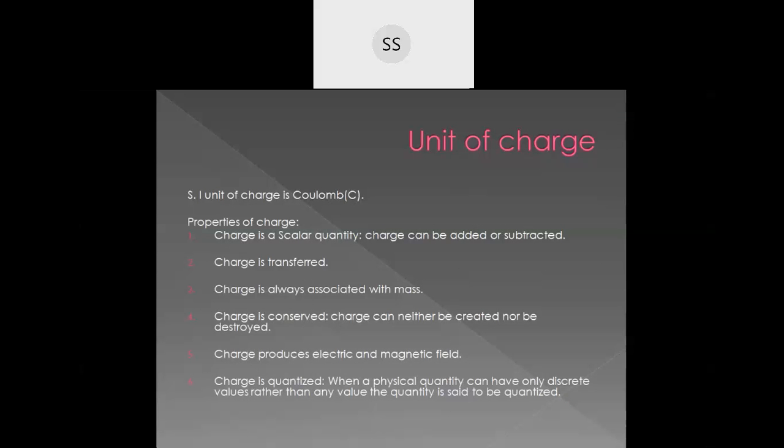Then unit of charge is coulomb, which is denoted by capital C, and these are the properties of charge. First one is charge is a scalar quantity, that means charge does not have any particular direction associated with it. We only counted the magnitude, we never counted the direction of charge. So charge is a scalar quantity and charge can be added or subtracted. Charge is transferred, that means charge can be transferred from one body to another by conduction or by induction.